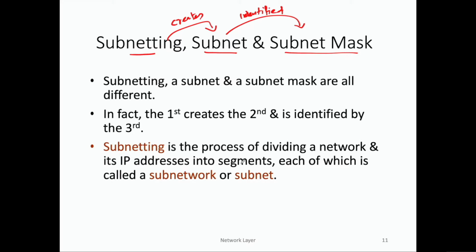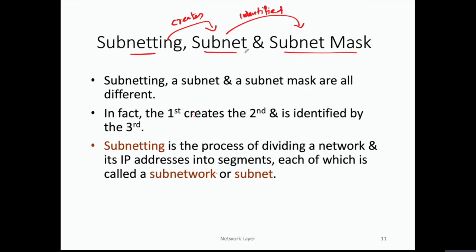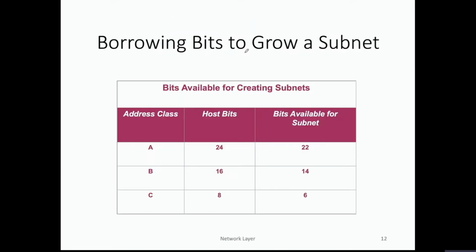Subnetting is the process of dividing a network and its IP addresses into segments, each of which is called a subnetwork, or in short, a subnet. We can do the subnetting process by borrowing bits from the host portion. So let's look at how many bits we can borrow from the host portion in a specific class.